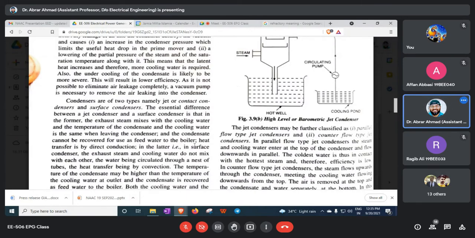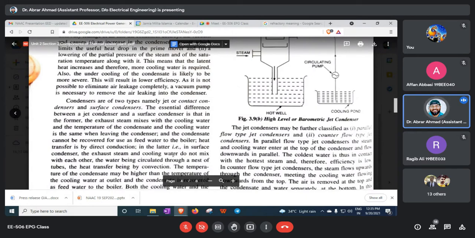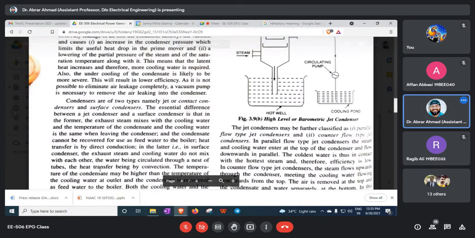And in the latter, in a surface condenser, the exhaust steam and cooling water do not mix. तो ये फर्क है, एक में mixing हो जाती है, एक में mixing नहीं होती. The water is being circulated through the nest of tubes.